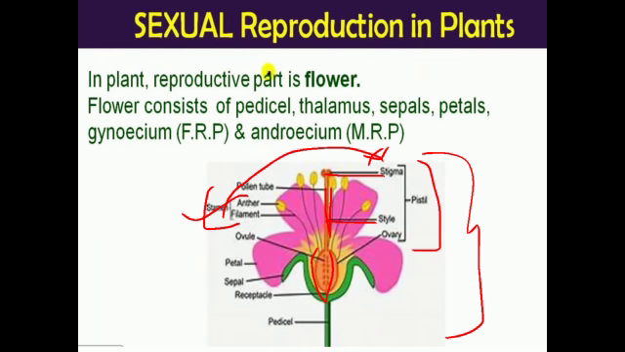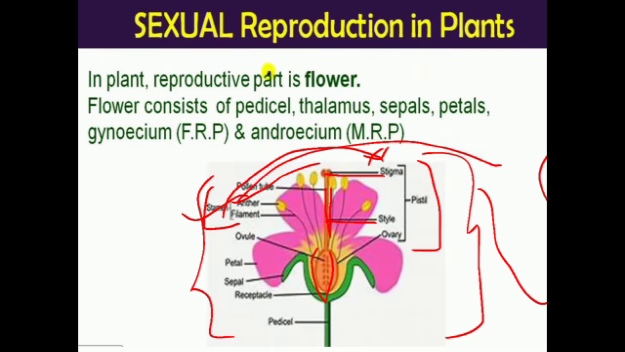And on the other hand, if the pollen is transferred from one flower to another, this is the pollen of first flower, and there is another flower here. So if the pollen is transferred from one flower to another flower, that is termed as cross pollination. And this transfer of pollen from one flower to another is achieved by agents like wind, water, or animals.